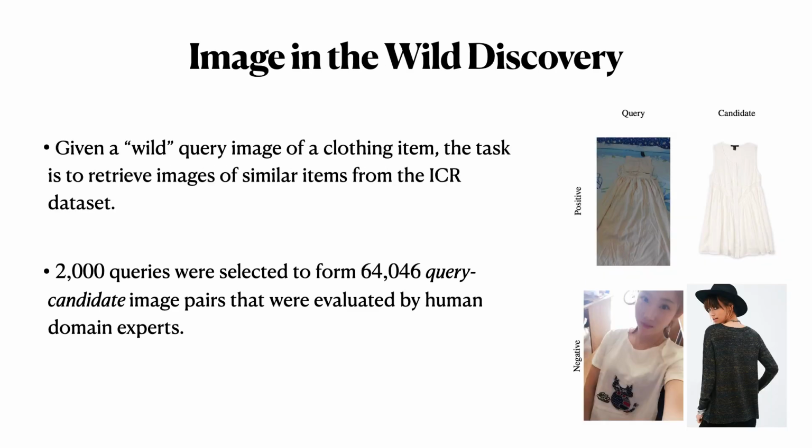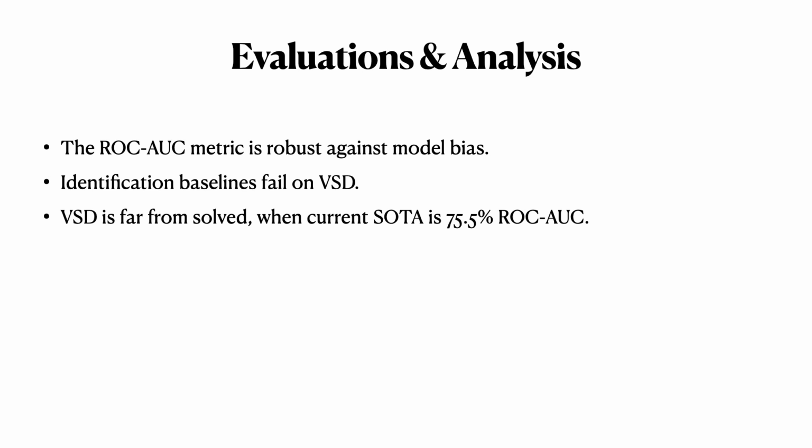The second benchmark is the image in the wild one, and the task is to retrieve images of similar items from the in-catalog retrieval task, where the query images are wild images, basically low-quality ones that are taken by users. So we also randomly selected 2,000 queries to form more than 60,000 query candidate image pairs that were evaluated by our human domain expert.